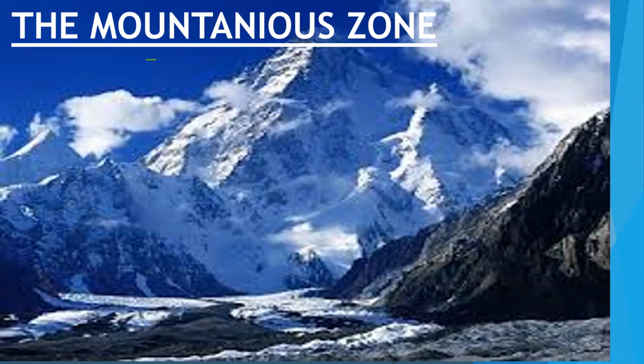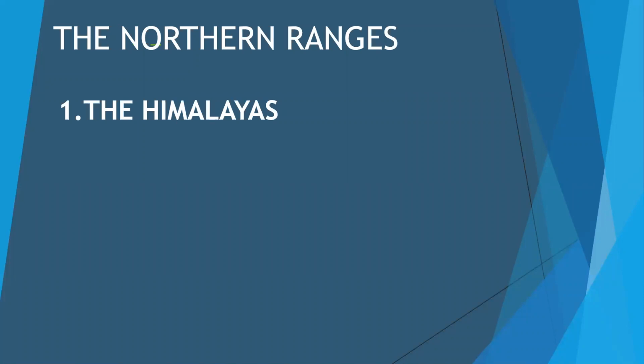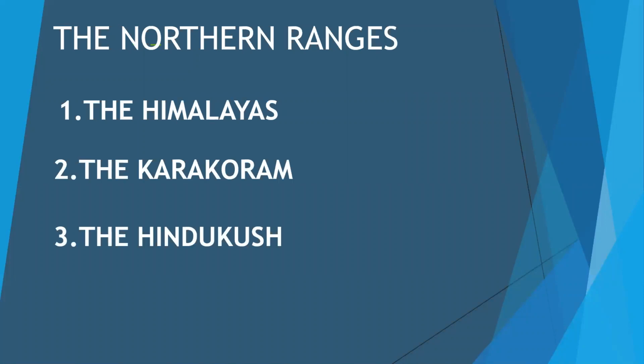Today, first of all, a little review of the mountainous zone. I told you this belt comprises two of Pakistan's four provinces, the frontier province and Balochistan province. It is divided into two main regions, the northern regions and the southern regions. The highest mountain ranges of the world are the Himalayas, Karakoram and Hindu Kush, the three most important mountains in the northern mountain range.